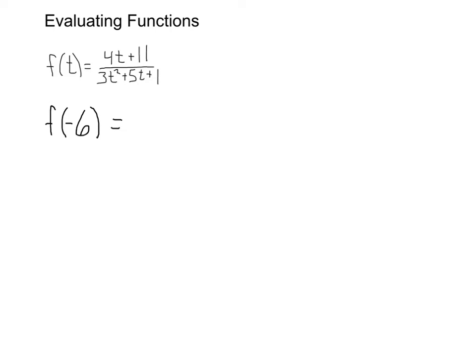To evaluate functions, all we're trying to do is find the output for a given input. For example, here we have f of t equals (4t plus 11) all over (3t squared plus 5t plus 1), and we want to find f of negative 6. Now negative 6 is going to be our input, so all I need to do for that is wherever we have t, I'm going to put in negative 6.